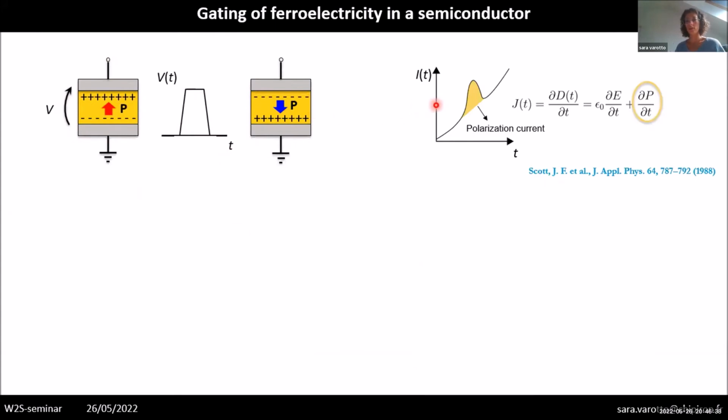And we detect the polarization inversion by monitoring the displacement current through the capacitor. The displacement current will show a peak corresponding to the instant of the ferroelectric polarization change, thanks to this formula. However, in germanium telluride or in semiconductors, this is not applicable because this current is orders of magnitude smaller compared to the conduction current that we have through the capacitor.